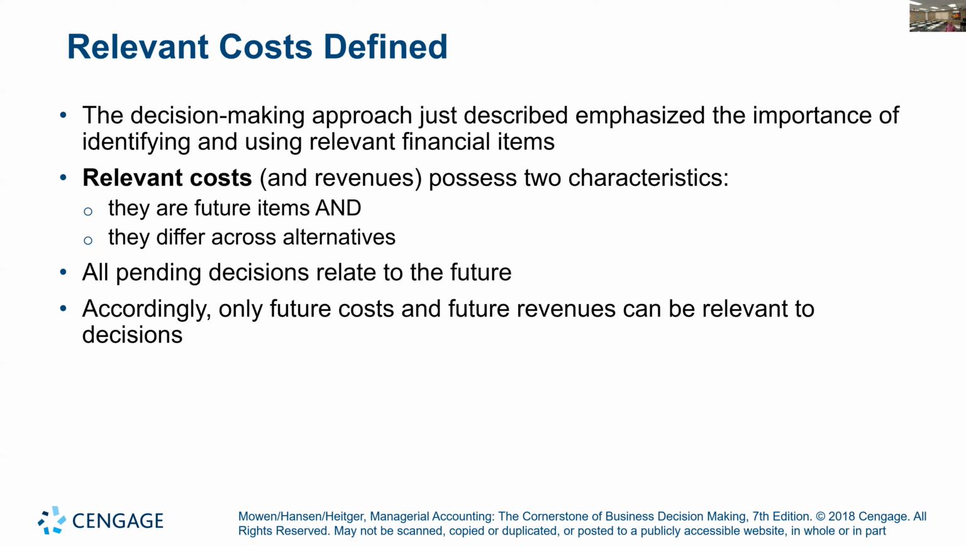Costs are relevant in making decisions if they have those 2 characteristics listed there on your screen. They are in the future. They are going to happen now, immediately, or in the future, and they differ between alternatives. Alternative 1 is going to have one cost for this, and alternative 2 is going to have another cost for this. If they are the same, it's going to cost the same no matter what we do. That is what makes that cost irrelevant. The irrelevant cost can be left out of the decision-making process.